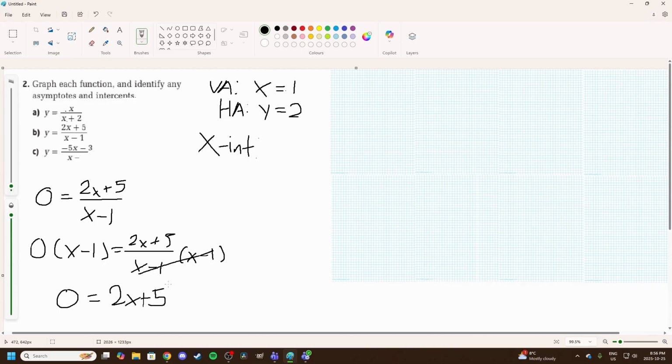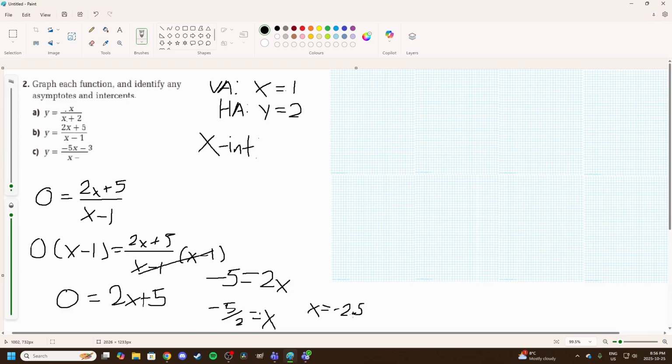And now, we're going to subtract 5 from both sides to try and isolate x, right? Because we want to see what the actual x value is when y is 0. So, negative 5 equals 2x. And then we're going to divide by 2, so this becomes negative 5 over 2 equals x. In other words, x equals negative 2.5.